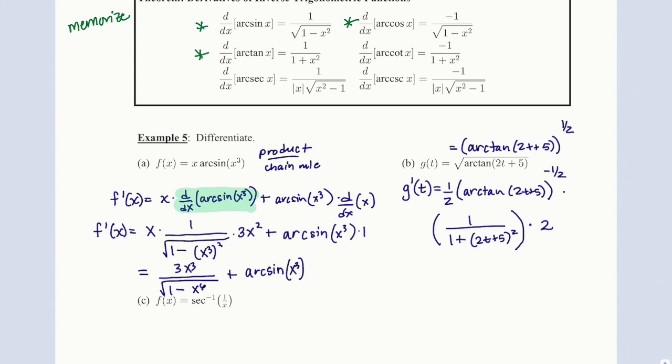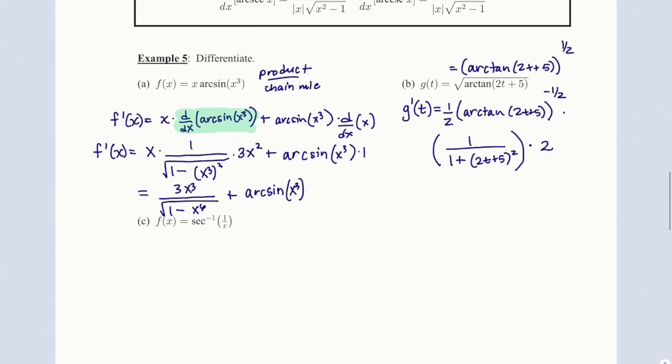For an exam where I expect you to have to be just using your brain and not your notes, then I would only give you problems involving arcsine, arctangent, or arccosine. But something like this you might see in the homework.